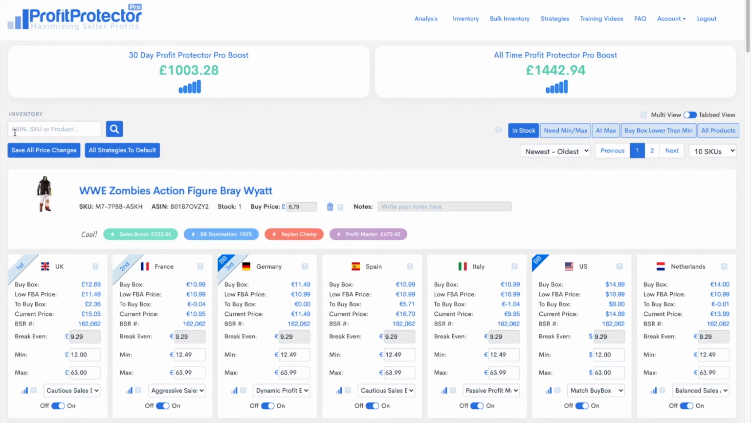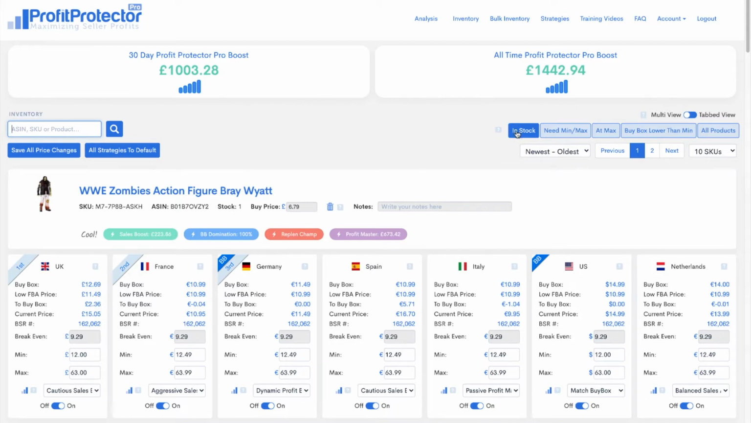If we come down here, you can click in this box on the left hand side, and you can search for any ASIN or SKU or product if you wanted to look at something in particular, and you can click search. You can of course save all your price changes. Profit Protector Pro does auto save, but if you're doing a lot of price changes, it's always a good idea to do a hard save as well. And all strategies to default means if you wanted to change all of your strategies, which are along here, to the default strategy, then you can do that just by clicking that button. But we'll talk about that a little bit more when we come to some of the settings.